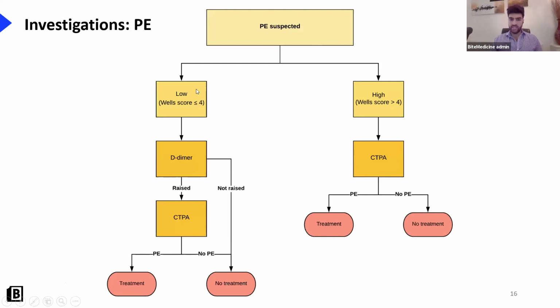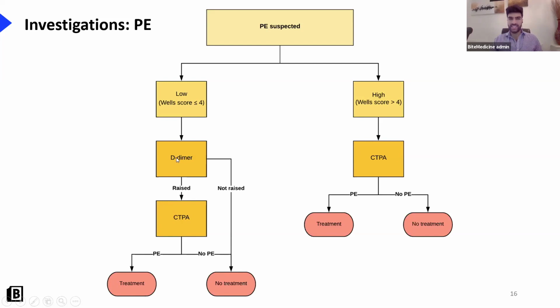If the probability is low, as per the Wells score, the next thing you do is carry out a D-dimer. If the D-dimer is normal, that's it, that's the end of your investigations for PE. If the D-dimer is raised, then you do a CT-PA, and as before, if they have a PE, you treat it. If they don't have a PE, you don't treat them for a PE.